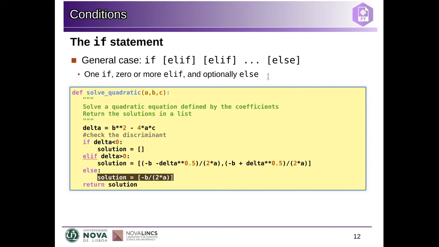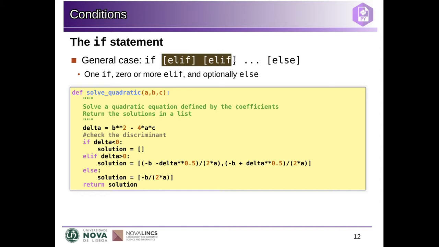If you have an else block, an else branch here, at least one branch will be executed, because the else branch, even if all the others fail, will be the one executed. If you only have elif branches, it may happen that none will be executed if none of the conditions are met. So this is what we can use to implement the solution to the quadratic equation.